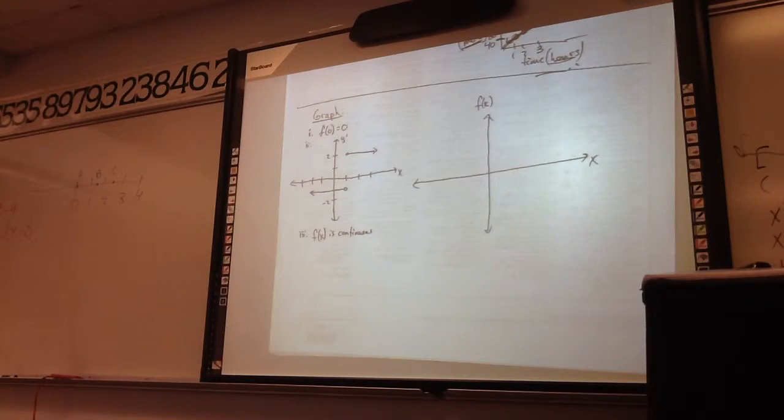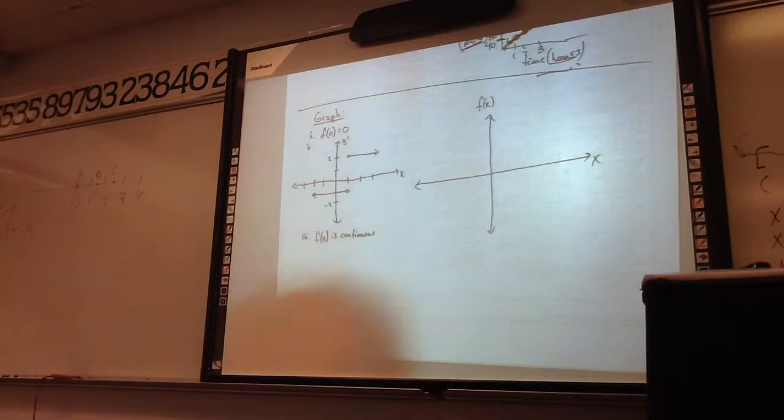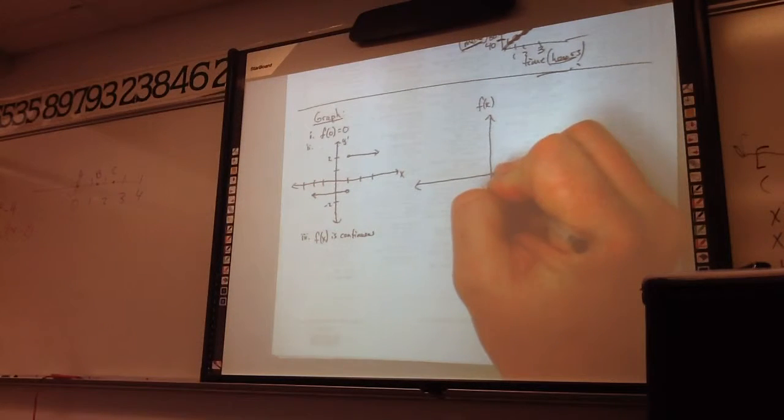But where are we going to start? Doesn't it tell you f of 0 is 0? So what's that tell you? Start at 0. When x is 0, y is 0, right? So boom, we'll start right here.